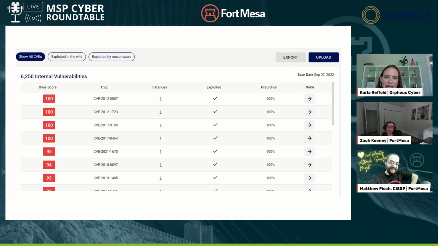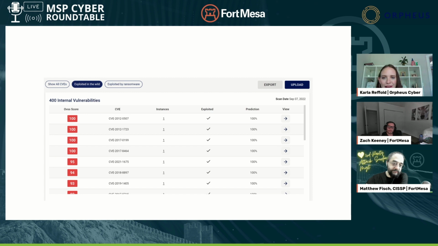This is how I'm showing how we do it differently. So if you've got a scan and you've got 6,000-odd vulnerabilities internally, if we click through to the next one, we break it down to 400 actually being exploited. So all of a sudden, you don't have to worry about 6,000, you can worry about 400.